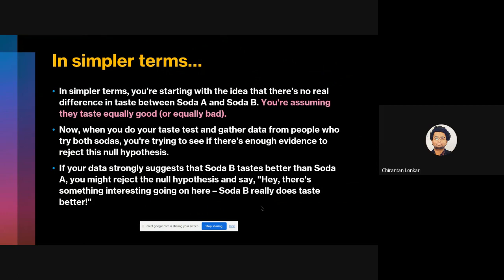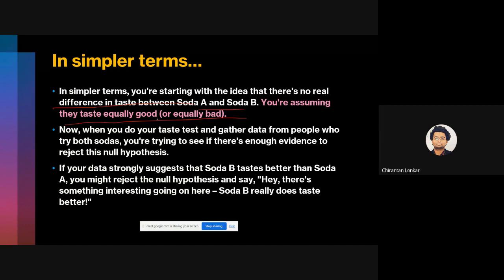So in simpler terms, what are we trying to do? In simpler terms, you are starting with the idea that there is no real difference in the taste between soda A and soda B. You're assuming they taste equally good or equally bad. You are like, hey, you know what? Carlsberg and Heineken both are equally good, or both are equally bad. I can't really make a difference if Carlsberg is better than Heineken, or if Dukes is better than Kinley, right? Some two things are the same basically.